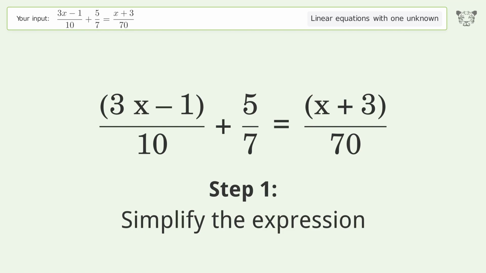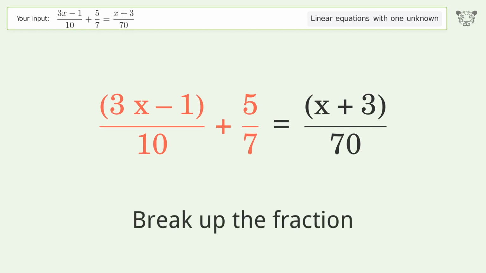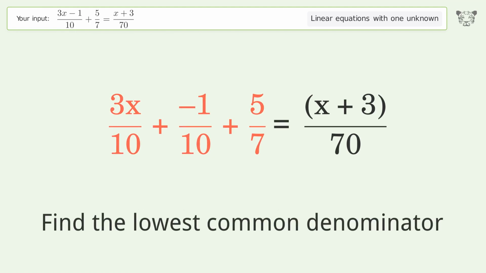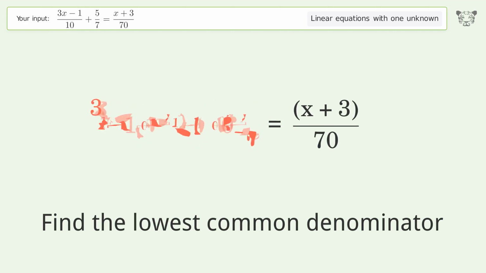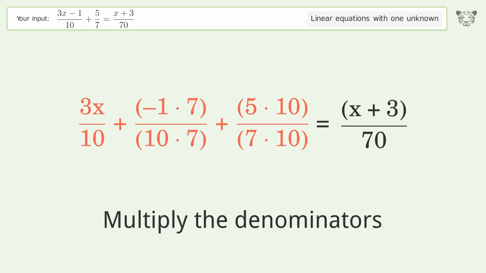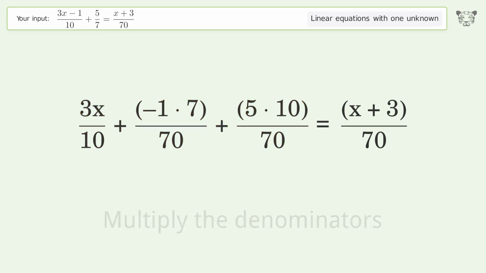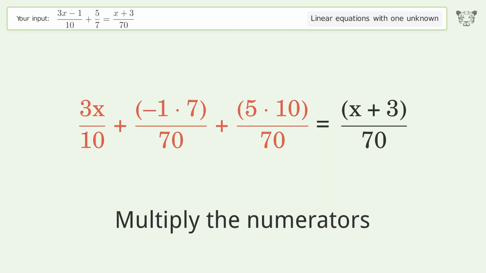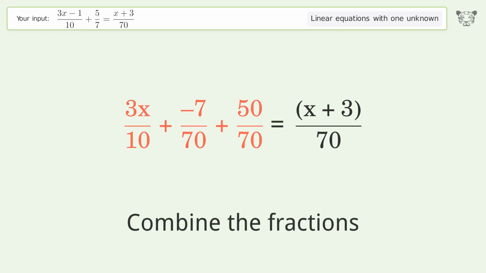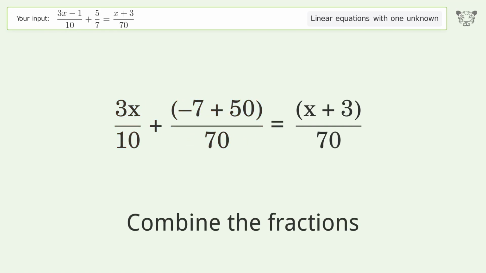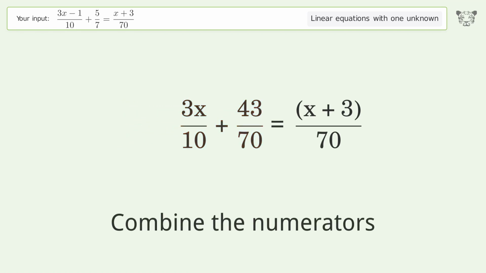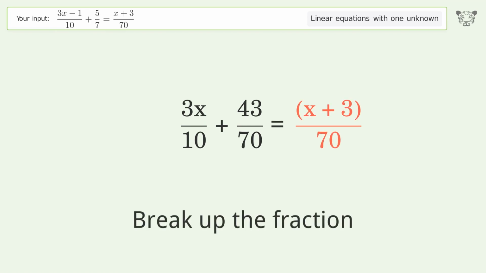Simplify the expression. Break up the fraction. Find the lowest common denominator. Multiply the denominators. Multiply the numerators. Combine the fractions. Combine the numerators. Break up the fraction.